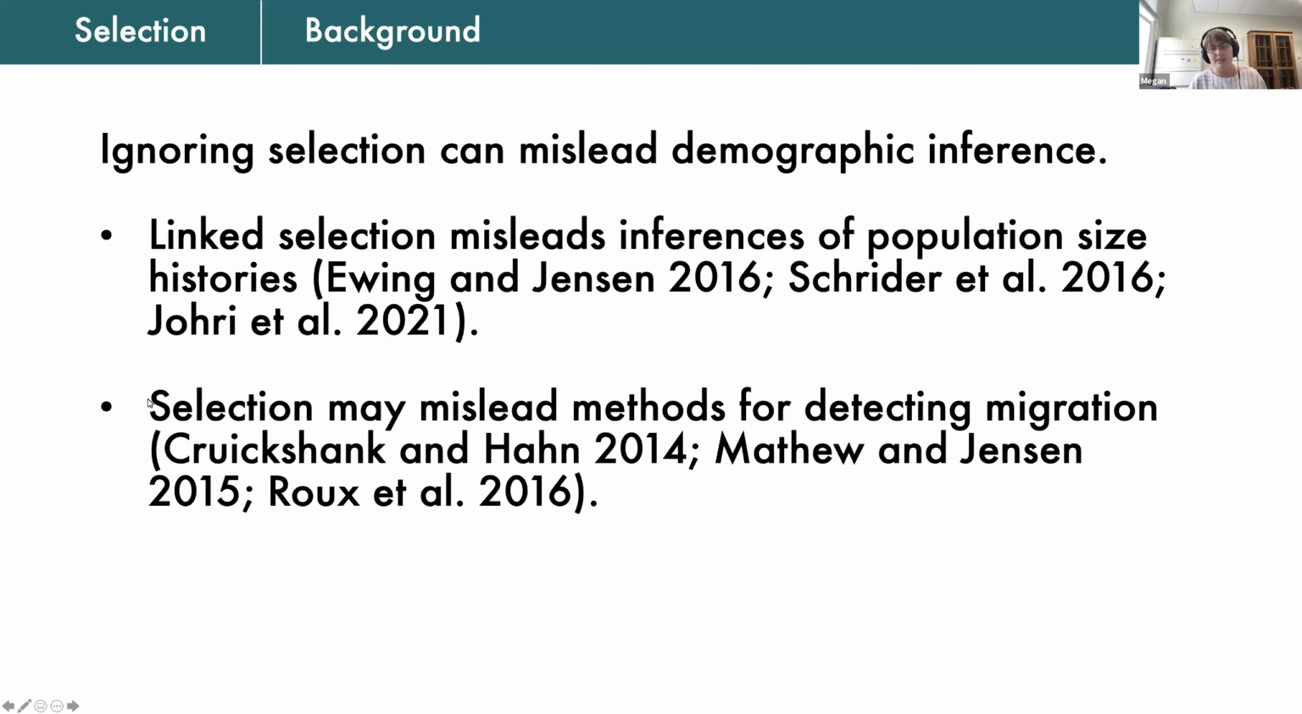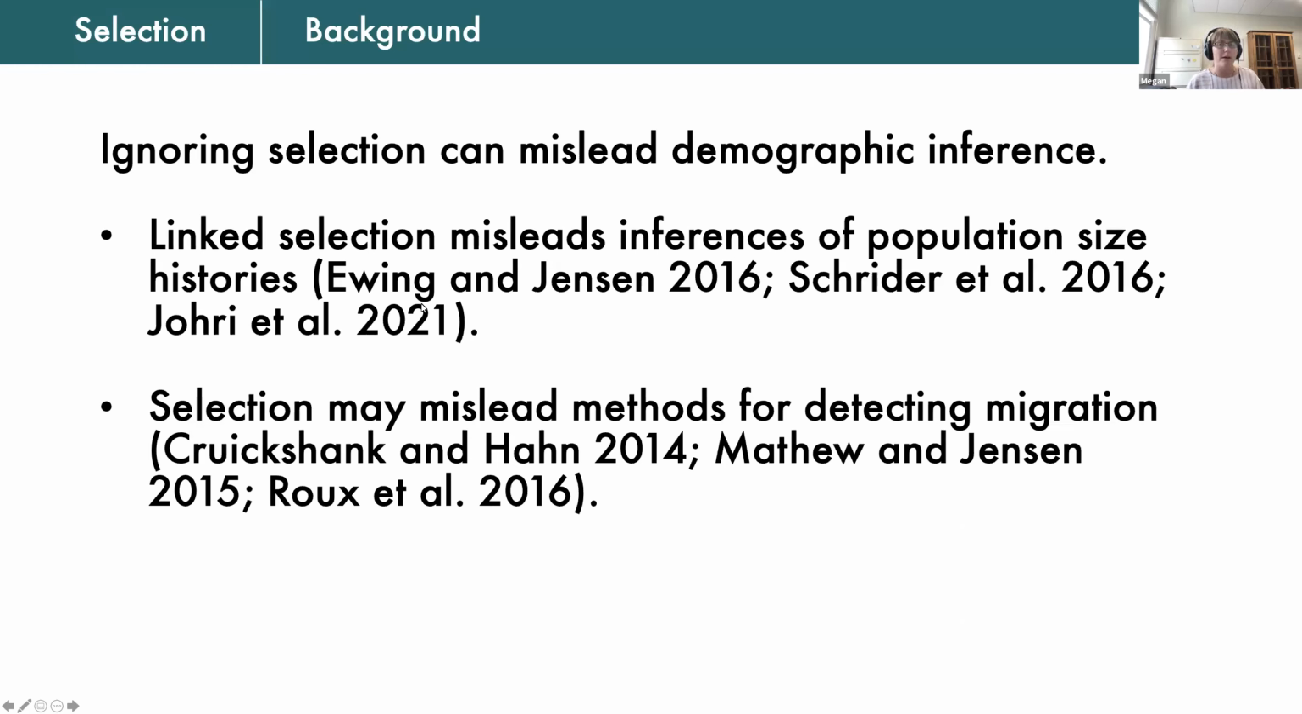Not only is ignoring selection unrealistic because selection impacts large parts of most species' genomes, but we also know that it can mislead demographic inference. And so linked selection misleads inferences of population sizes. There have been several studies showing this. And we also think that selection may mislead methods for detecting migration.